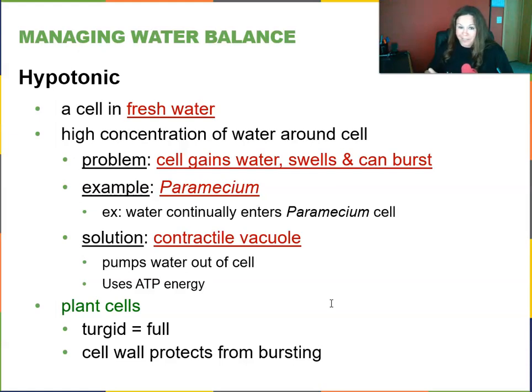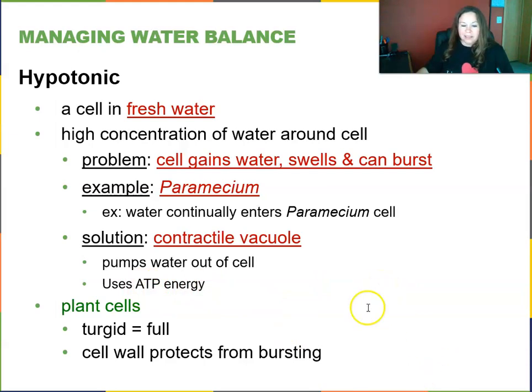So these organisms literally have to deal with this. They only have one cell, so they better take care of their one cell. They have different ways to deal with it. A paramecium actually collects the water as it moves in into a big old vacuole and then pumps it out. They have to continually do this all day long to save their cell from bursting because they live in a freshwater or hypotonic environment. So they have what's called a contractile vacuole that gets it out. But they have to use energy in the form of ATP to do that.